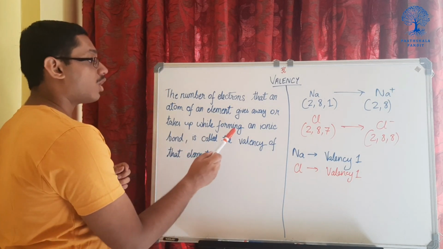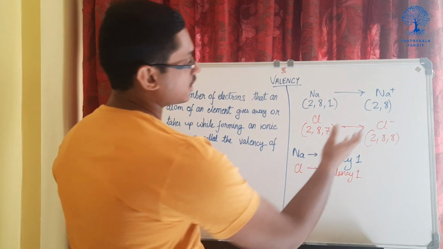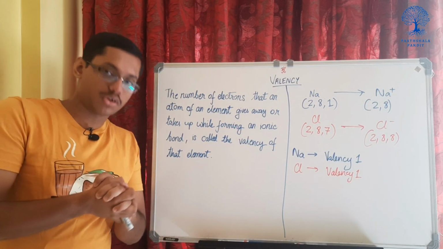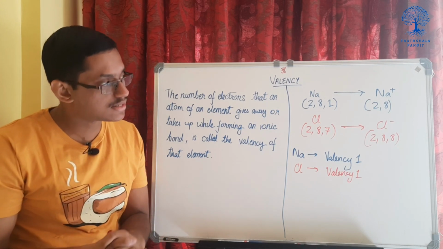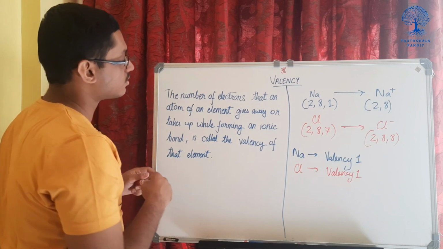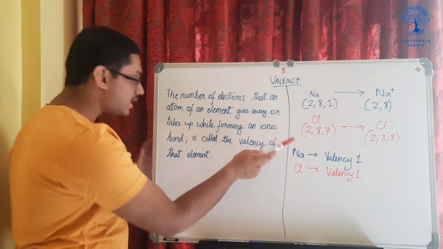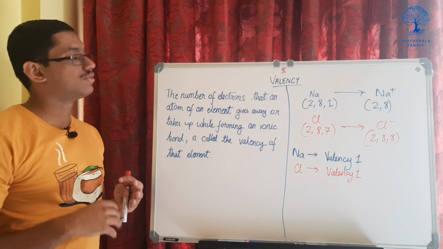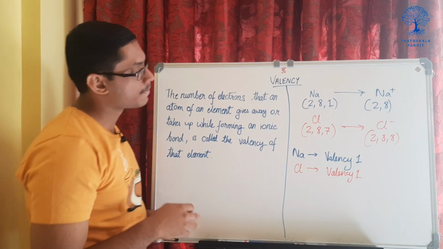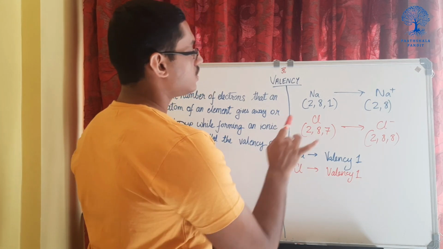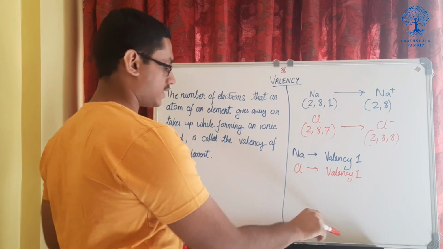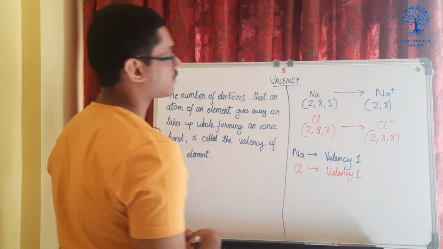So while forming an ionic bond, after becoming Na+ and Cl-, they become NaCl, which is sodium chloride. Now what is NaCl? It is an ionic bond. While forming an ionic bond, the number of electrons it gives out or takes is known as the valency. So, understood? Na+, Cl-. Let's take one more example, then it will be perfectly clear to you.